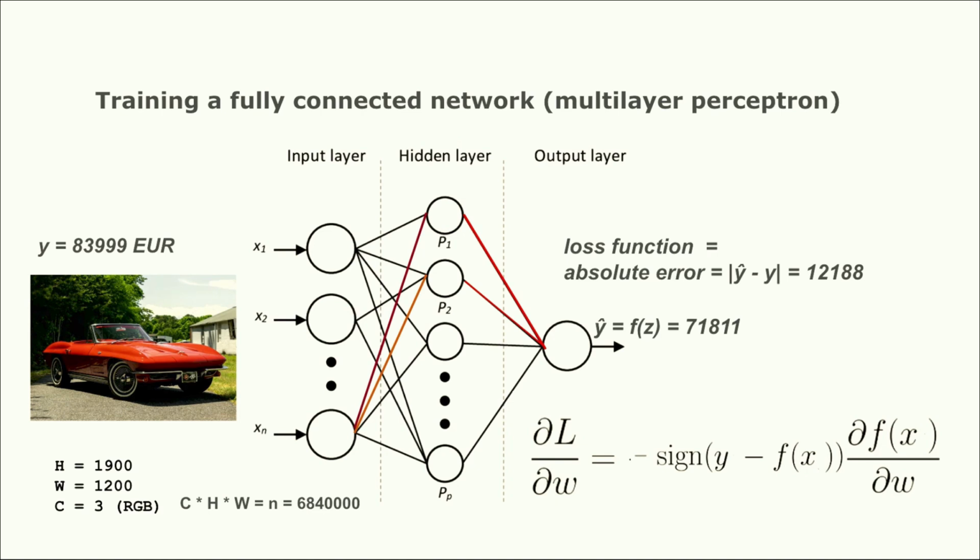To predict the car's price, we don't alter the input pixels. Instead, we adjust these weights to reduce the error. We measure the error using a loss function. In this case, it is the absolute error, the absolute difference between our prediction and the output of the network. A forward pass through the network generates a prediction, and we then compute this loss. Then, via backpropagation, we calculate the gradient of the loss with respect to each weight and update the weights in the direction that reduces the loss.